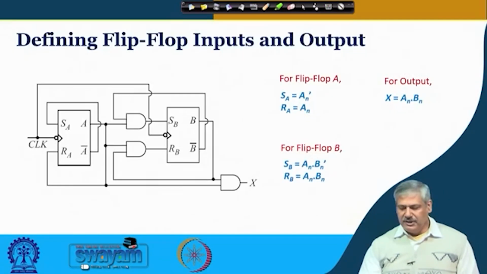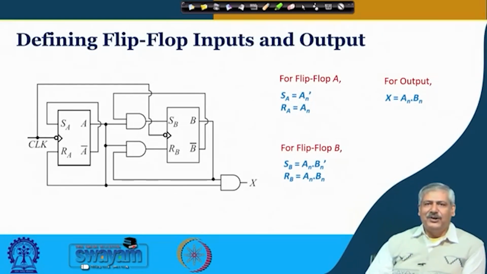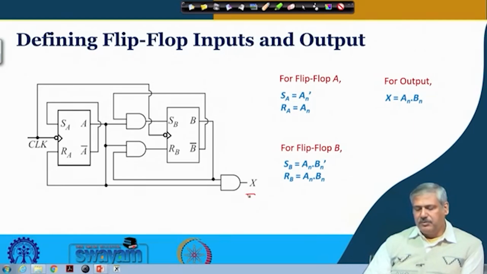First, we look at the representation of different inputs of the flip-flop in terms of the current state value. In this particular circuit, there is no external input. If there was an external input, we would have represented it using that external input also. We shall take up an example where there is an external input sometime later. Also, we shall do it for the output, this final output that is getting generated here.